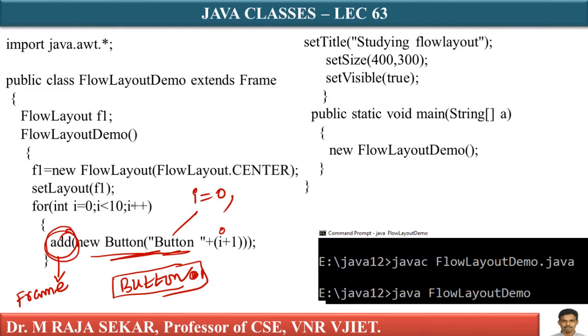Now I becomes I plus plus 1. 1 less than 10, correct? I equal 1, 1 plus 1, 2. Therefore, a button will be created like this. BUTTON button. I will get 2 here.